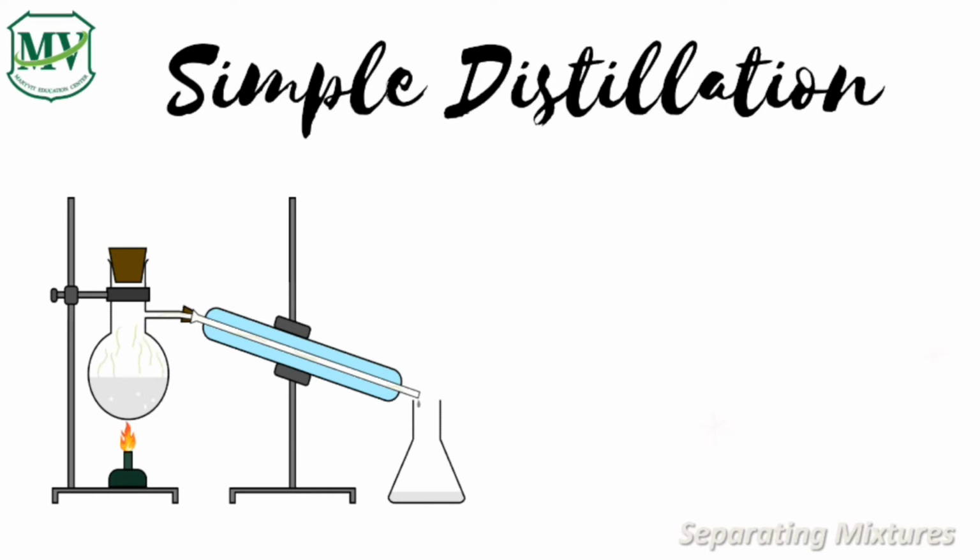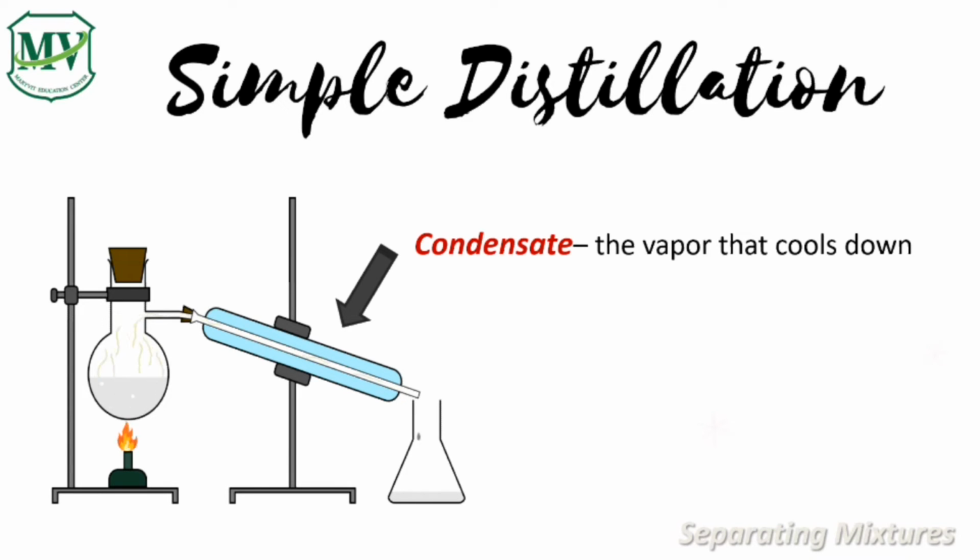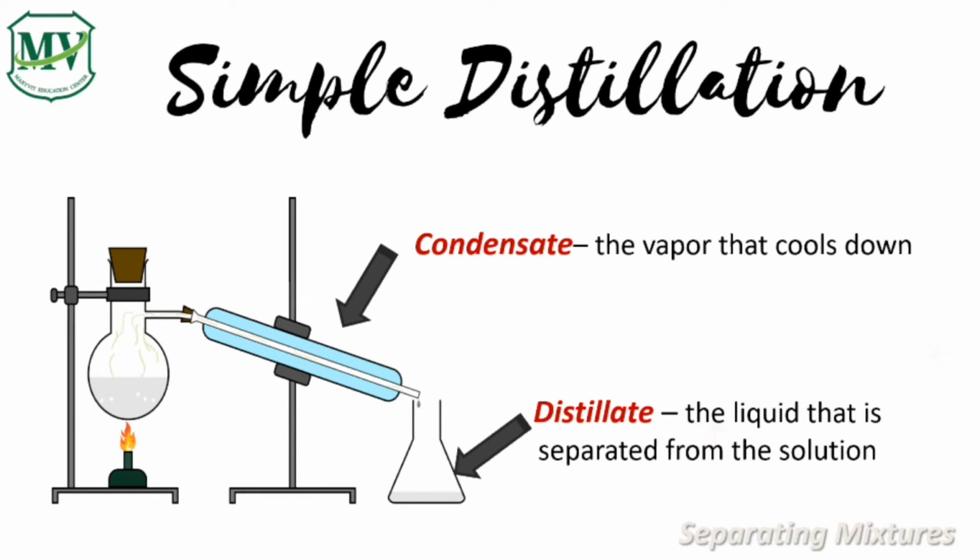The following are the components of simple distillation. Upon heating the mixture, the vapor rises and is collected into a flask called the condenser. The vapor that is cooled down and liquefied is called the condensate. The liquid that is separated from the solution is known as the distillate.